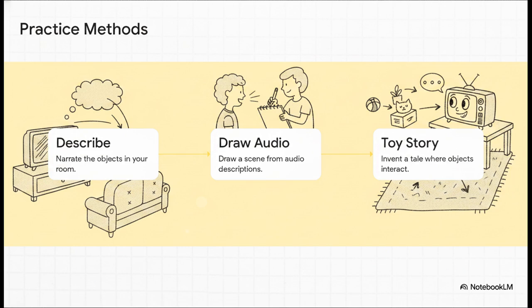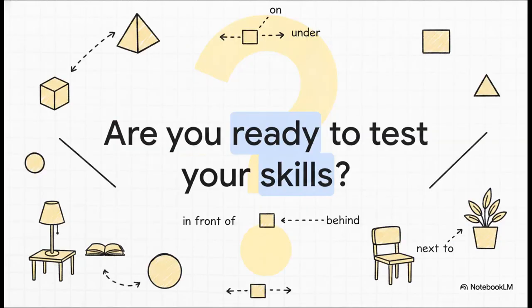And third, the Toy Story method. Invent a little tale where objects interact. Maybe the TV asks the table it sits on about the rug right under it. Just get creative with it. So my final question to you today is this. Are you ready to look around your room right now and put this to the test? Take that 3D, 2D, and 1D logic, look at the items sitting around you, and start narrating your world.